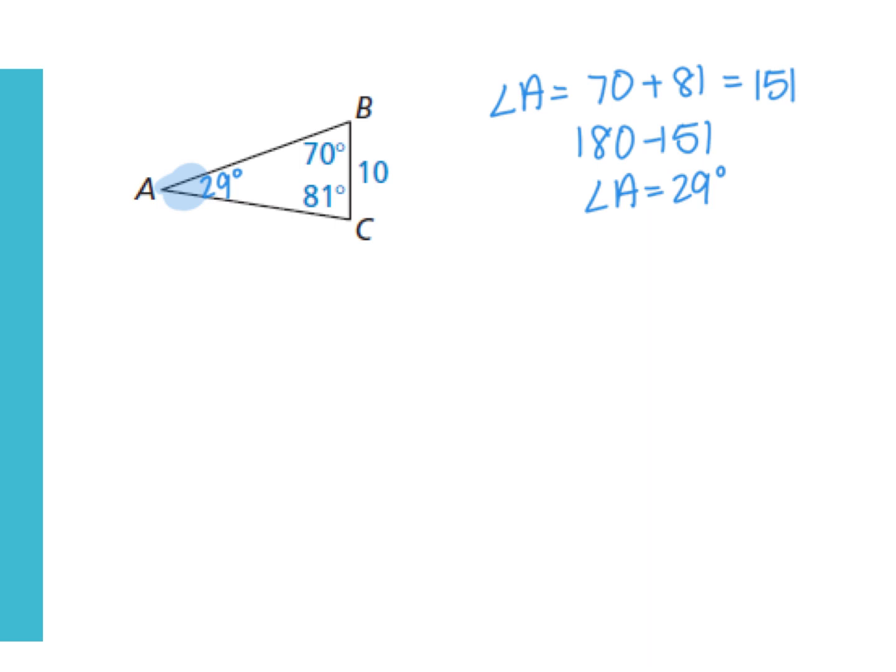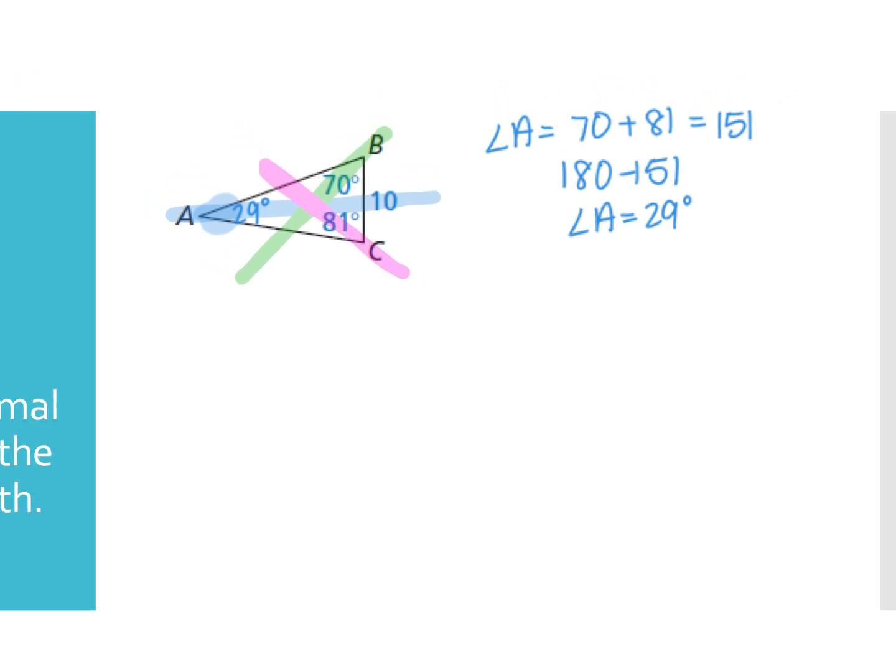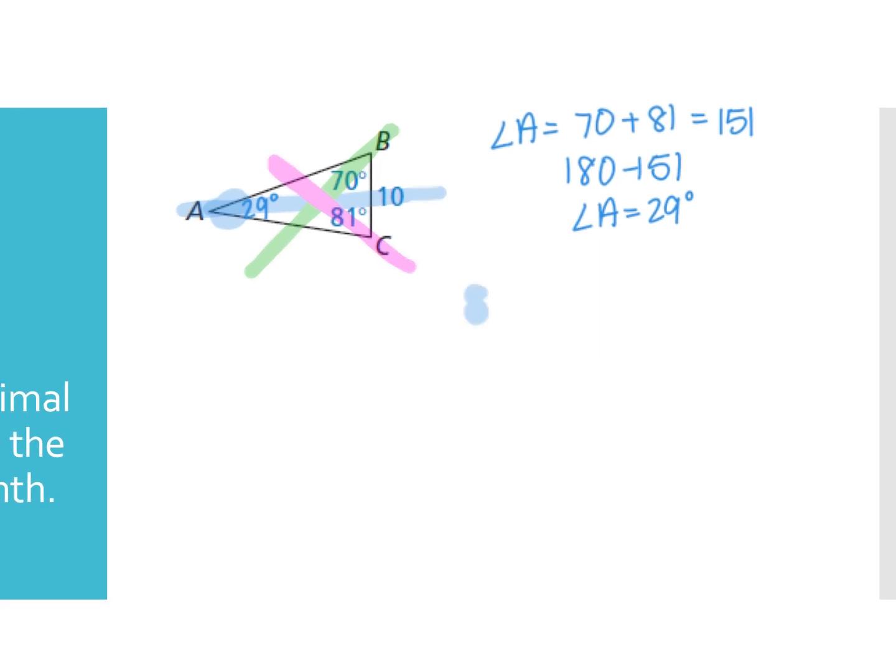Now you have to solve for your sides. Looking at your sides, I'm going to highlight what goes with what. Here are my A's. This is my B angle and B side, and this is my C angle and C side. Solving for side C first, some of you would rather do sine 29 over 10 equals sine 81 over c.